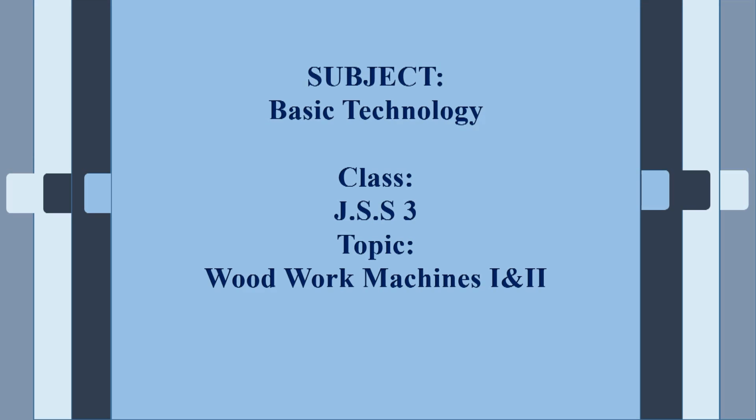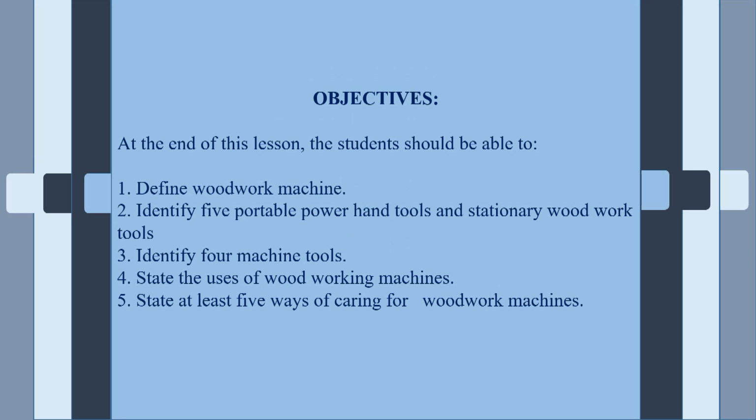Now, the objectives. At the end of this lesson, the students should be able to: 1. Define woodwork machine. 2. Identify 5 portable power hand tools and stationary woodwork tools. 3. Identify 4 machine tools. 4. State the uses of woodworking machines. And 5. State at least 5 ways of caring for woodwork machines.